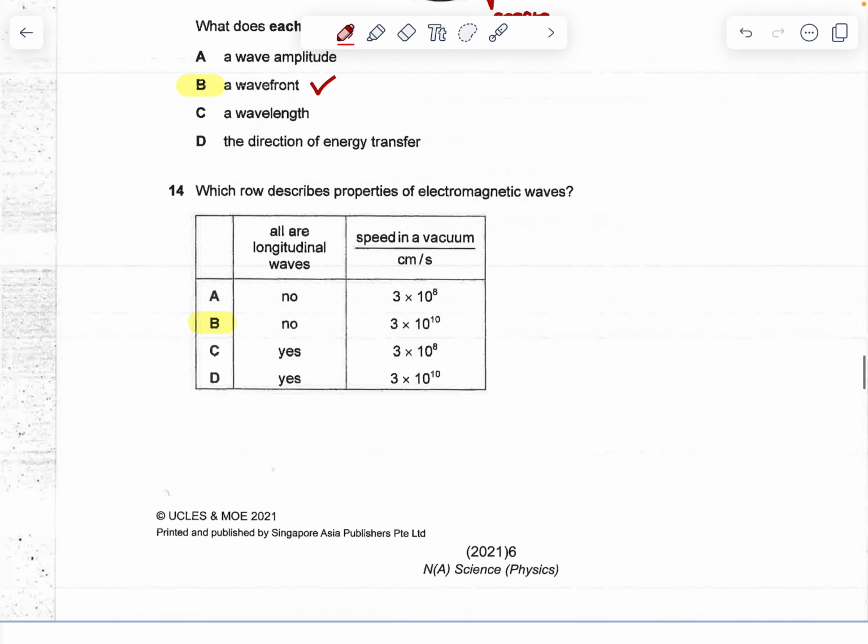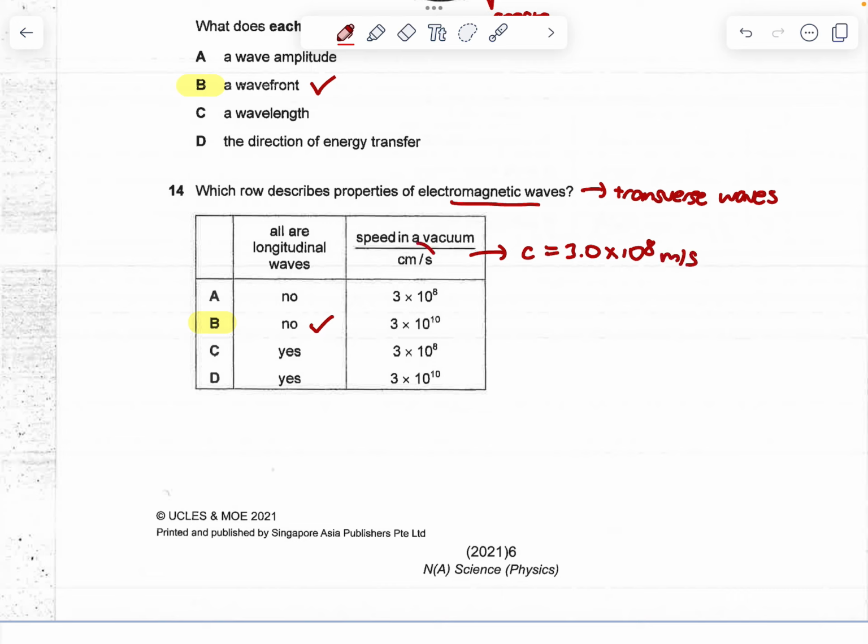Question 14. Which row describes the property of EM wave, electromagnetic wave? So we know all EM waves are transverse waves. They do not require a medium to travel in, and in vacuum, they travel at the speed of light c, which is 3.0 times 10 to the power of 8 meters per second.